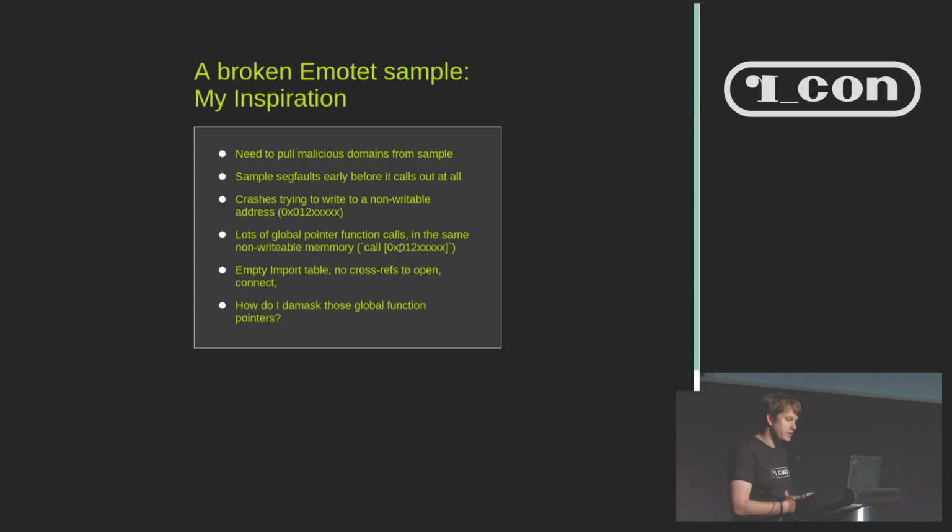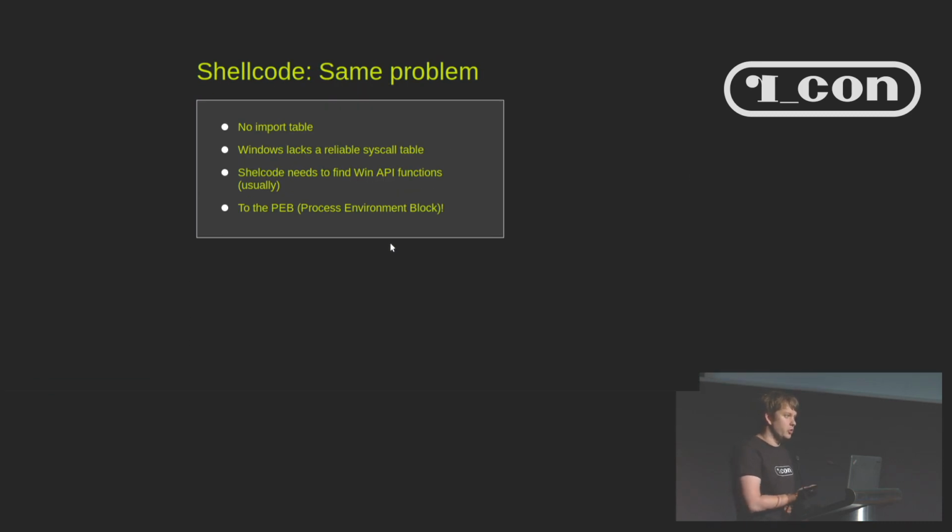So when you add all these things up, what it comes down to is an empty import table means that Windows isn't providing the Windows API to this sample. If the sample doesn't have the Windows API, it can't do really anything. So it needs to find the Windows API unless it's going to use syscalls, which I doubted. And these global functions would be a great place to store any Windows API functions it calls. So this malware is essentially in the same position that shellcode would be in.